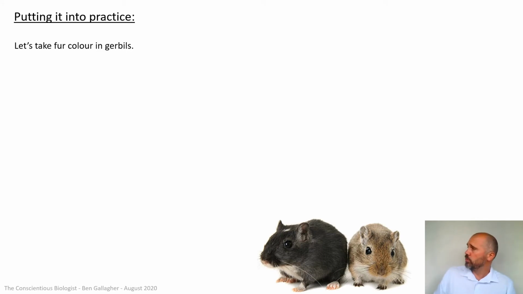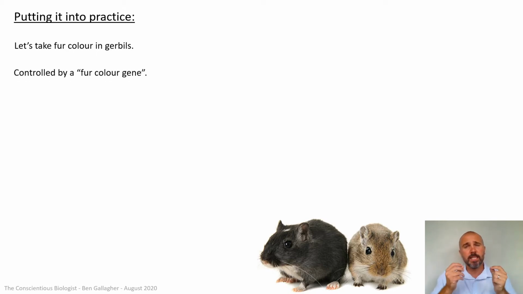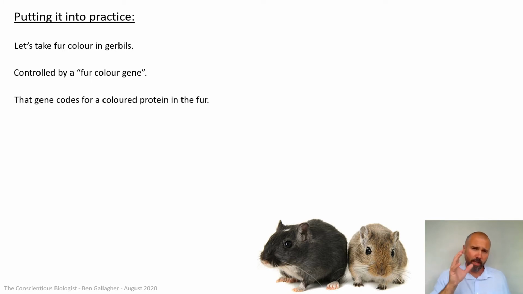So if I've got these two gerbils next to me here, I've got the lighter one and the darker one. But what we're talking about with their fur colour is that it must be controlled by a fur colour gene. There must be a gene, a bit of DNA, that codes for the colour of their fur. And that gene must code for a coloured protein that's in the fur.